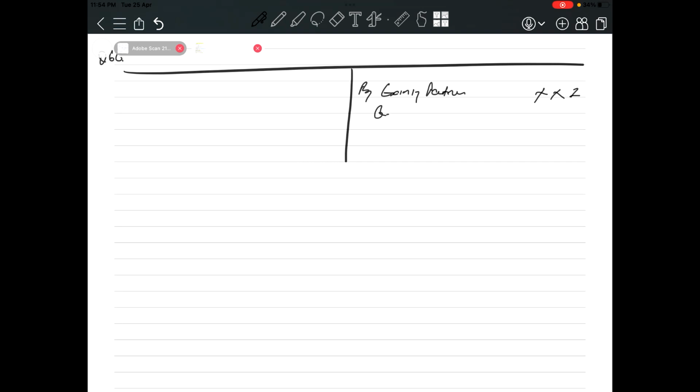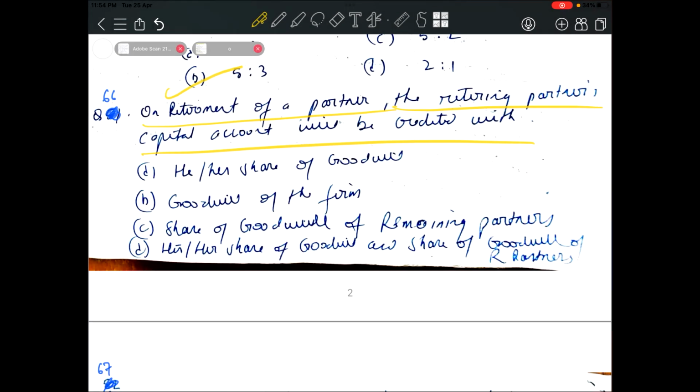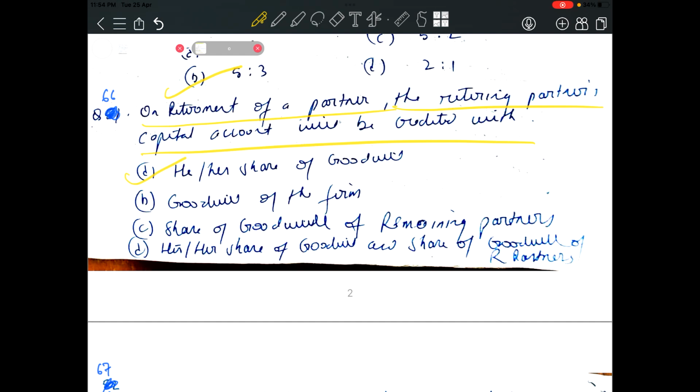This is for goodwill. What used to be the journal entry? Gaining partners to retiring partner, right? So this will go to the credit side. So first option is yes, this can be right. Goodwill of the firm. Will the retiring partner get goodwill of the firm? No, he will not get the goodwill of the firm. This option is not correct.